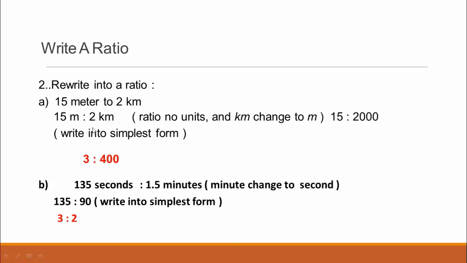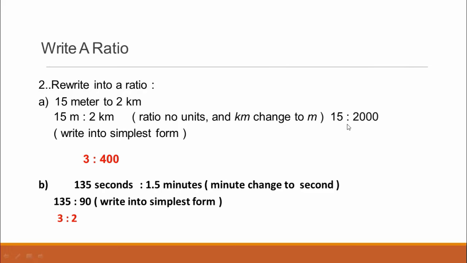So kilometer changes to meter. First of all, convert this kilometer to meter, or meter to kilometer. So we can write 15 ratio to 1000. There are 1000 meter in 1 kilometer. So 2 kilometer will be equal to 2000 meter. So 15 meter ratio 2000 meter, and now we can write 15 ratio 2000. And the simplest form of this ratio is 3 ratio 400.